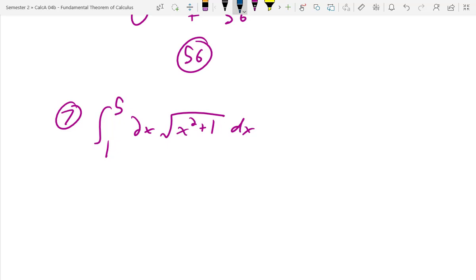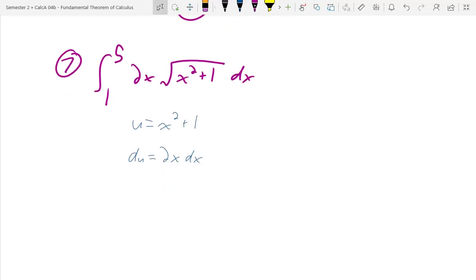Okay, so what are we going to let u equal? u equals x squared plus 1. du equals 2x dx.